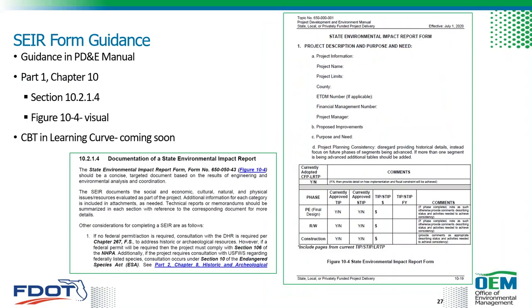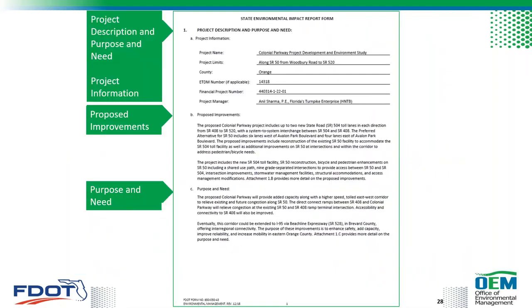There is guidance available on preparing a SEER form in Part 1, Chapter 10 of the PD&E manual. And just like with the non-major state action, there's guidance in the text, and then there's a visual of the form as a figure at the end of the chapter, and we're working on that computer-based training to come out soon. Okay, so here's the completed SEER form that we're going to go through to introduce you to each section.